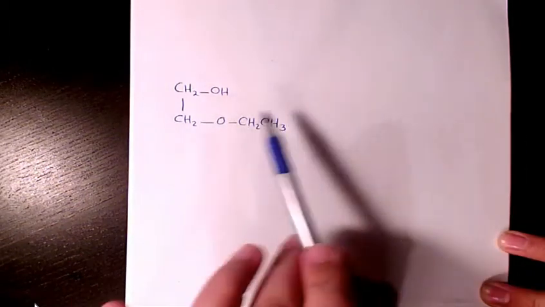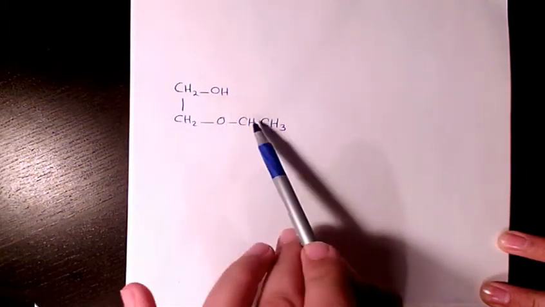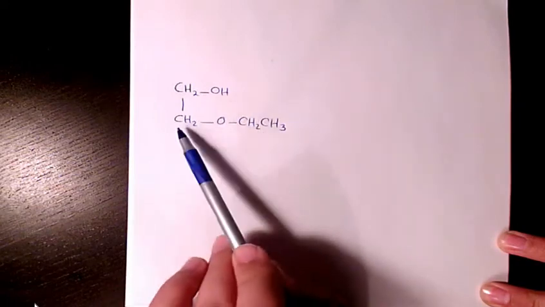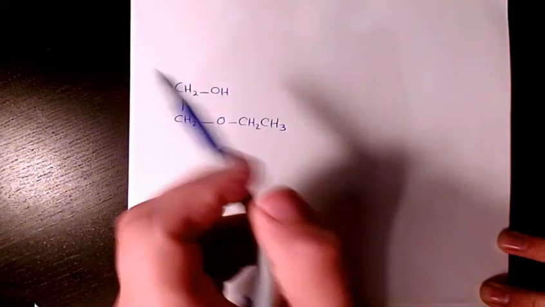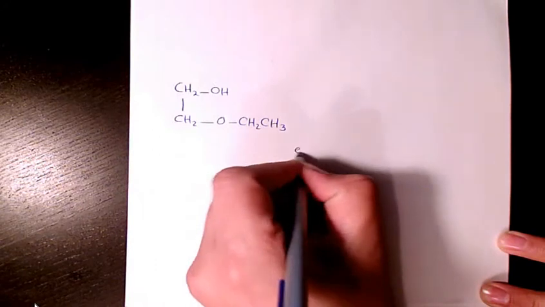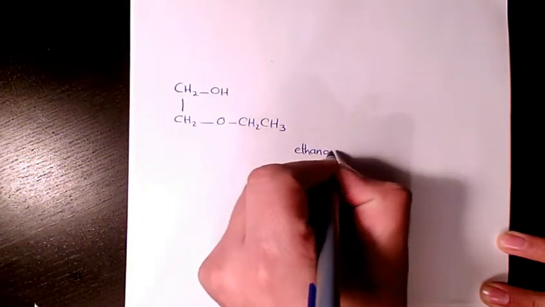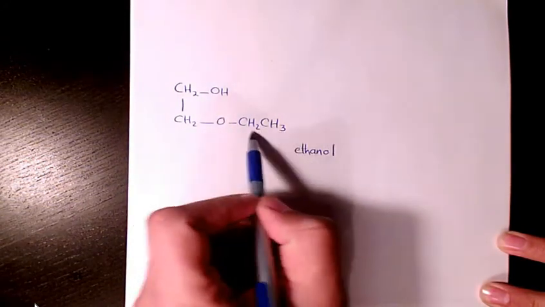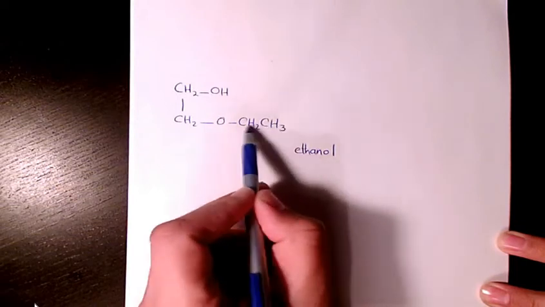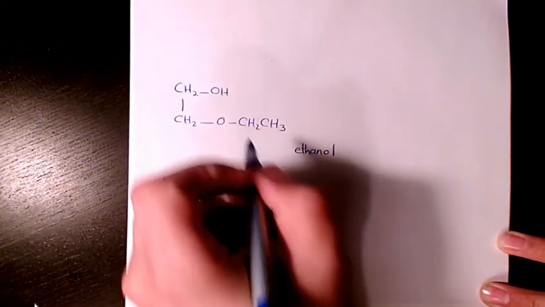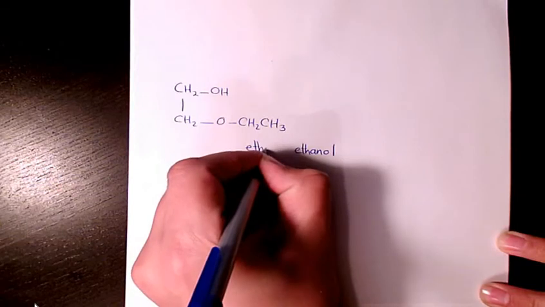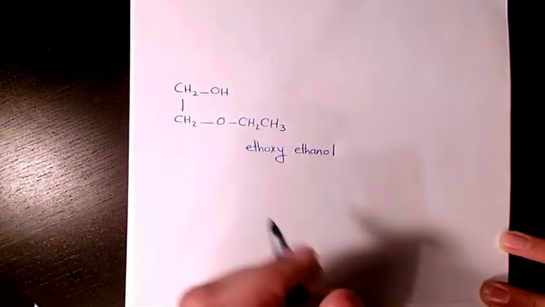So in order to name them, I'm going to have this alkyl group, and this one is the ethanol group. So we have ethanol, so I'm going to write it here, ethanol. And here we have an ethyl group that's connected to oxygen. So we're going to call it ethoxy ethanol.